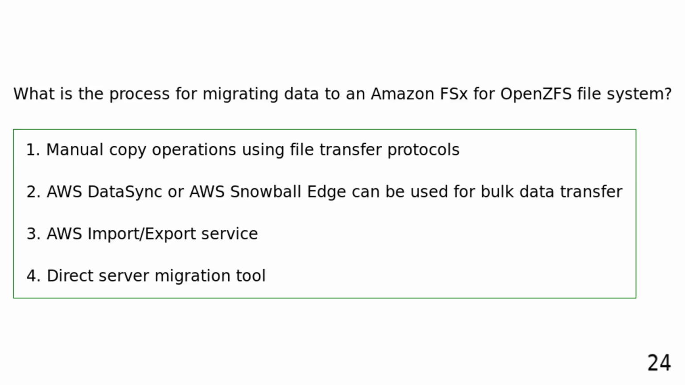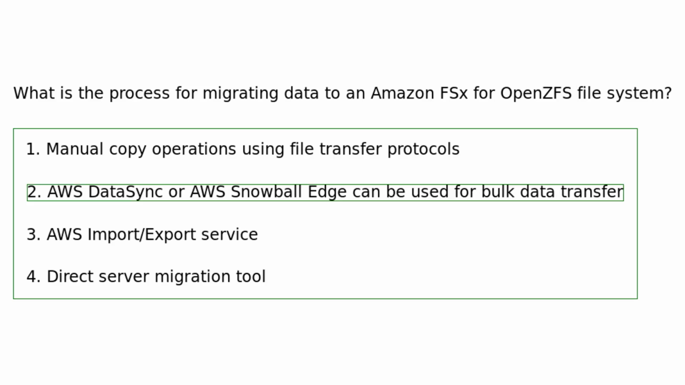What is the process for migrating data to an Amazon FSx for OpenZFS file system? Manual copy operations using file transfer protocols. AWS DataSync or AWS Snowball Edge can be used for bulk data transfer. AWS Import/Export Service. Direct Server Migration Tool. There are several options for migrating data to an Amazon FSx for OpenZFS file system, including AWS DataSync, AWS Snowball Edge, and manual copy operations using file transfer protocols.